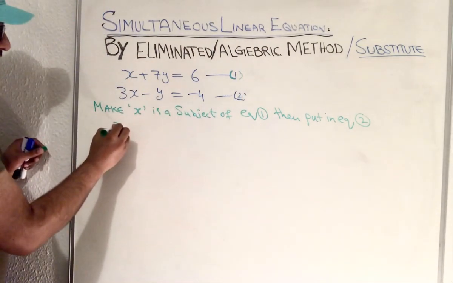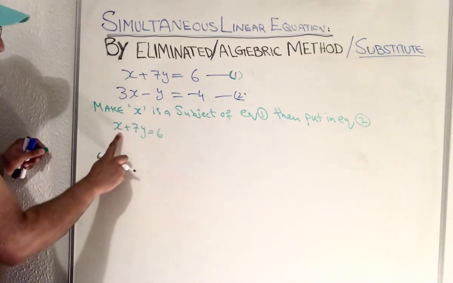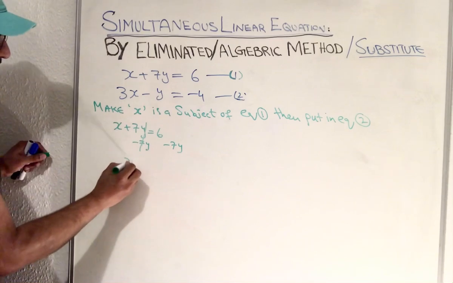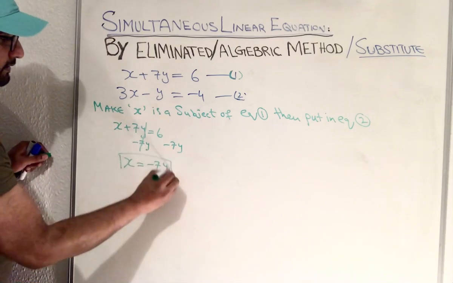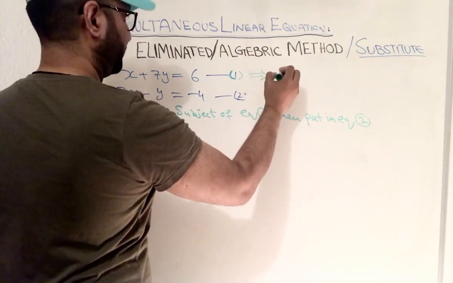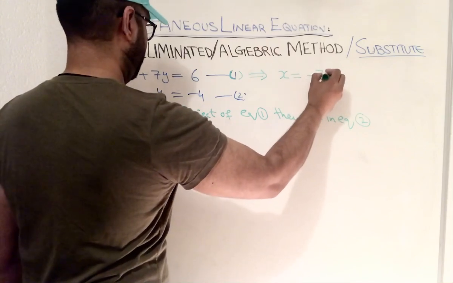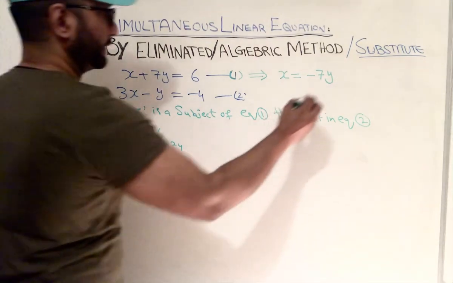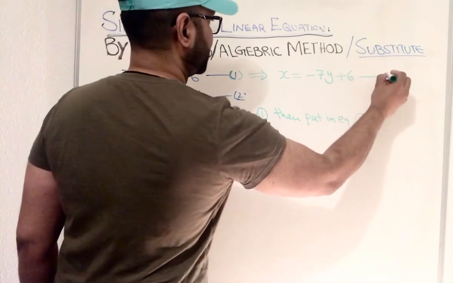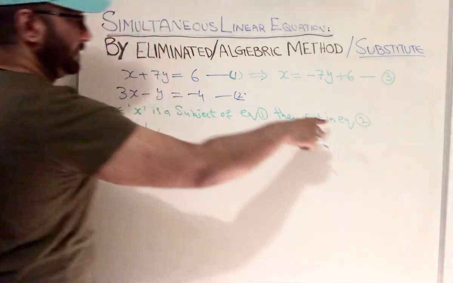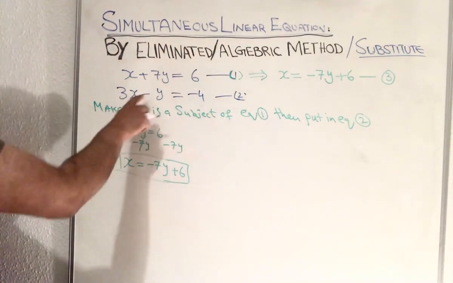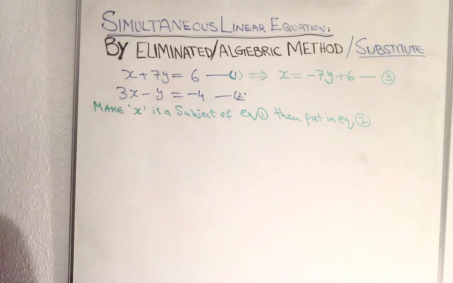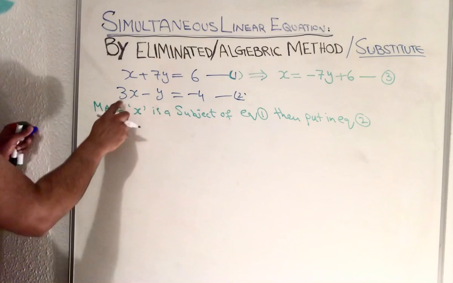So x plus 7y equals 6. We have to subtract 7y from this side and that side, so that cancels. So x is equal to minus 7y, and then obviously plus 6. This is equation 3. Now we are putting that into equation number 2, which is this one.